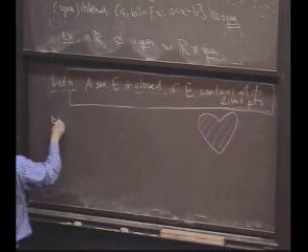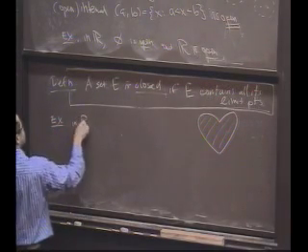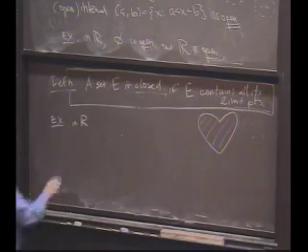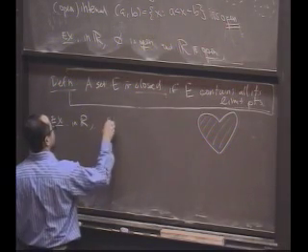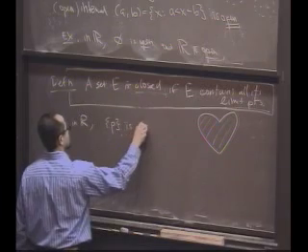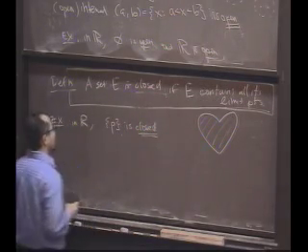So let's give an example in R. Is a point closed in the real line? Does it contain all its limit points? What are the limit points of a single point? Nothing. There are no limit points. So it contains all its limit points. So in R, a single point P is closed.